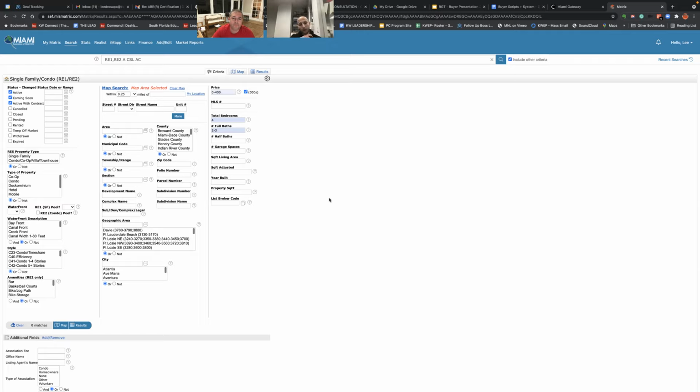Now, breaking script, what's your question? How important is it to have all 3, active, coming soon, and active with contract, when you search? Oh, shoot. That's not supposed to be there. It's supposed to just be active. I don't know why that's on there. It happens to me too. I think it's just like an automatic setup.